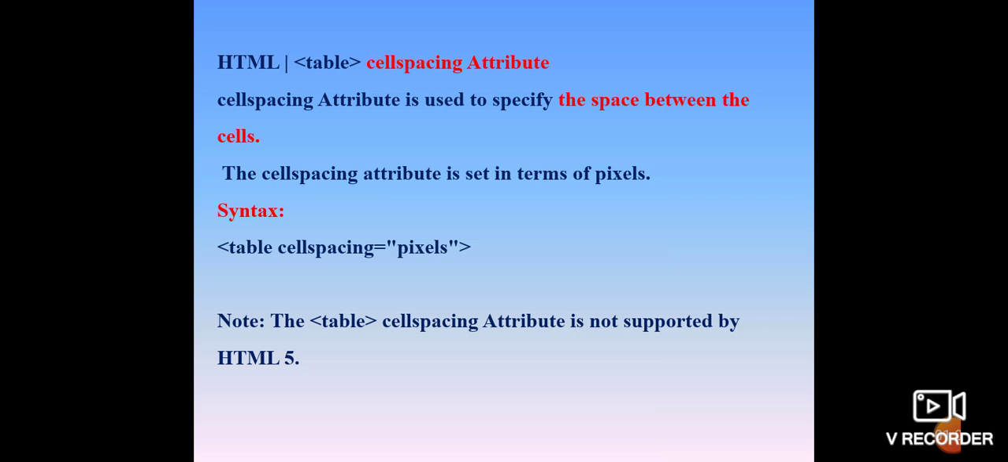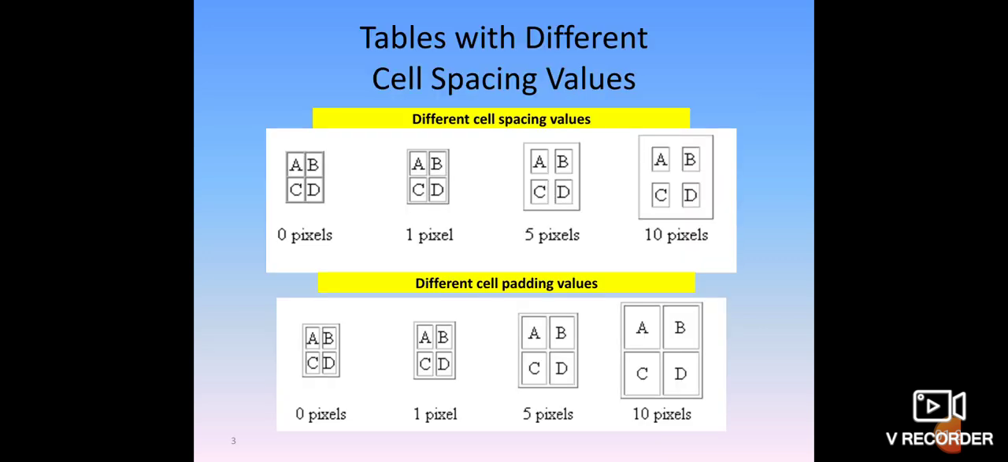One particular intersection of a row and column is called a cell. So between the cells, how much space is there? That is for neatness when it is displayed; the format must be good. The space between the cells is called the cell spacing attribute. The cell spacing attribute is set in terms of pixels. You must know the syntax.